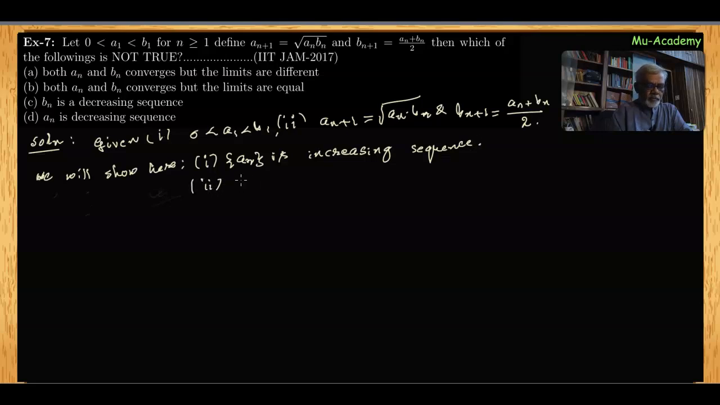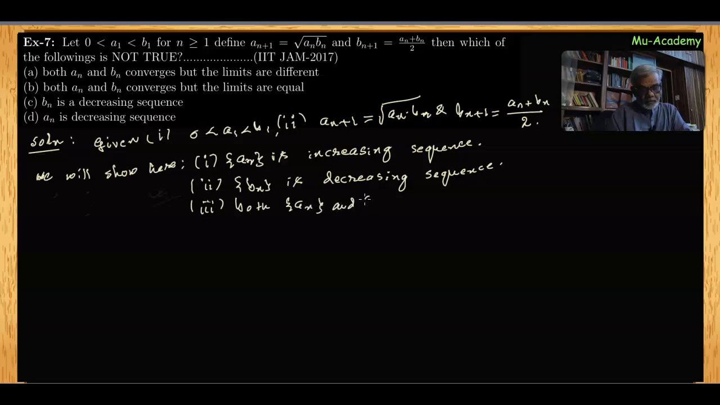two, b_n is a decreasing sequence, and third one, both a_n and b_n converge to the same limit.